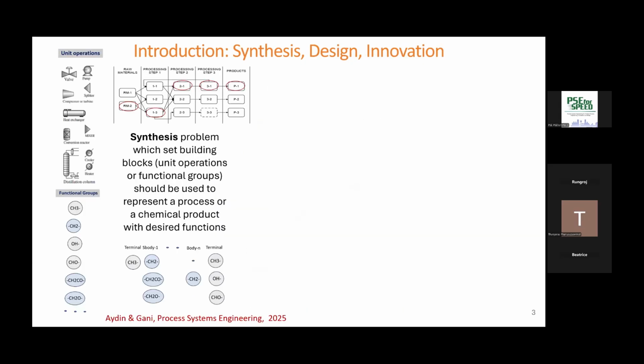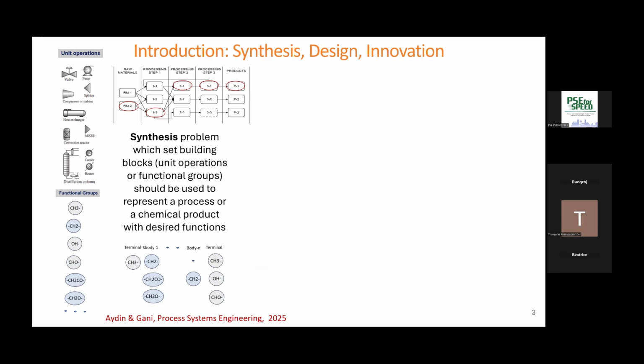And I'm going to concentrate, or we are concentrating here, on how we find the sustainable solutions with respect to synthesis, design, innovation of chemical processes as well as chemical-based products. So let me first introduce what we mean by synthesis. On the top left-hand corner, you see some building blocks that are the unit operations. And then in the figure next to it, you see a network.